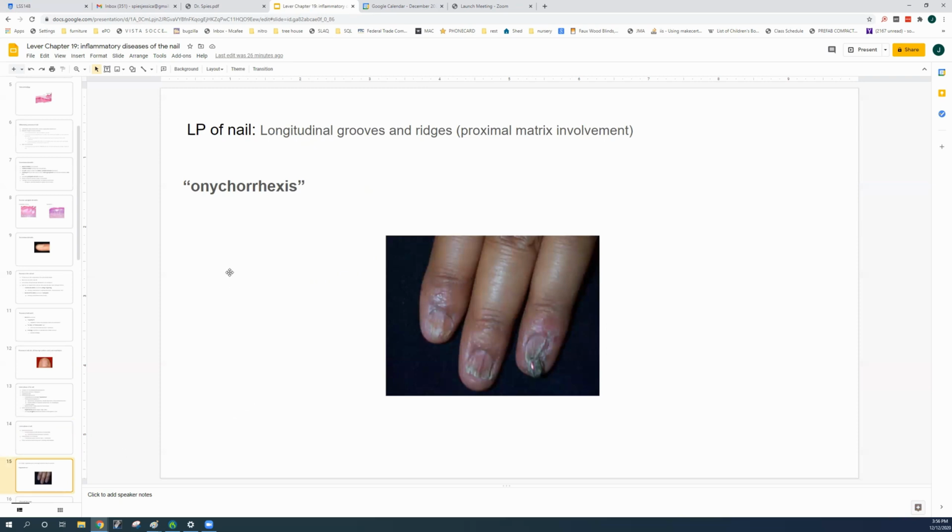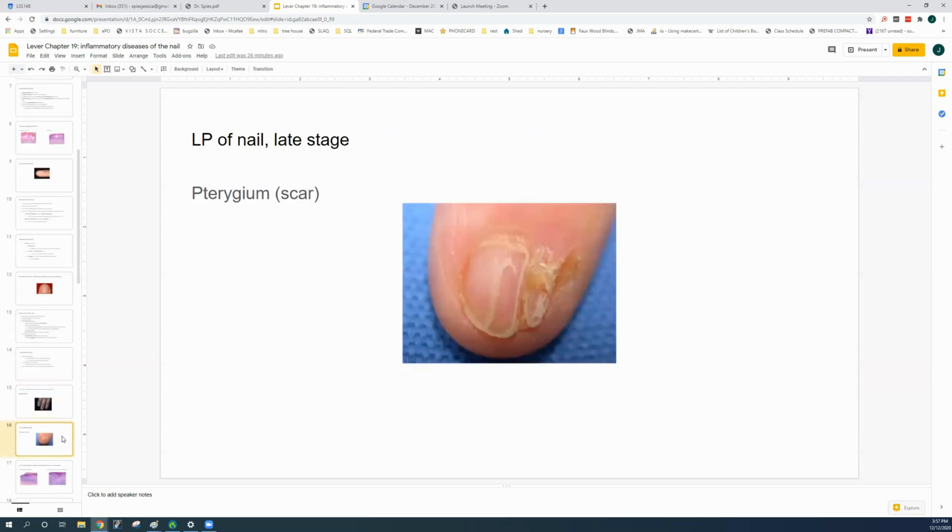So here is an example of the onychorrhexis, the longitudinal grooves and ridges due to proximal nail matrix involvement in lichen planus. Here's the late stage of LP when there's been scar formation, and this is called a pterygium.